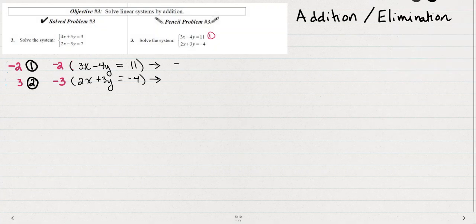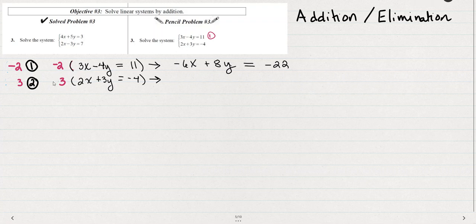negative 2 times 3x is negative 6x. Negative 2 times negative 4y is positive 8y. Negative 2 times 11 is negative 22. So I would have negative 6x plus 8y equals negative 22. I'm going to stop and double check after I write each step out so that I know I'm not making a huge mistake that I would then need to go back and fix.